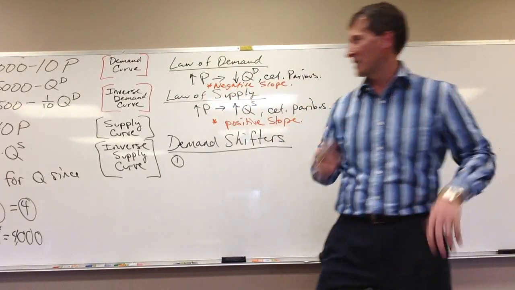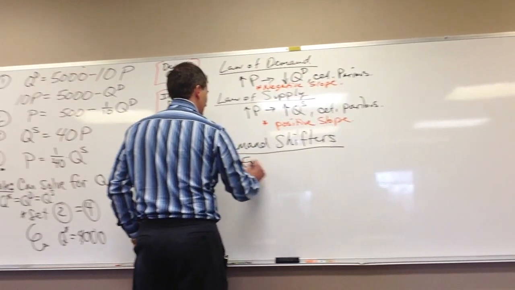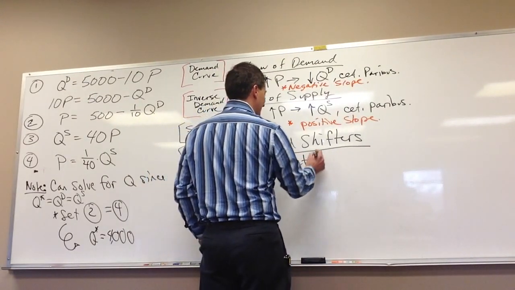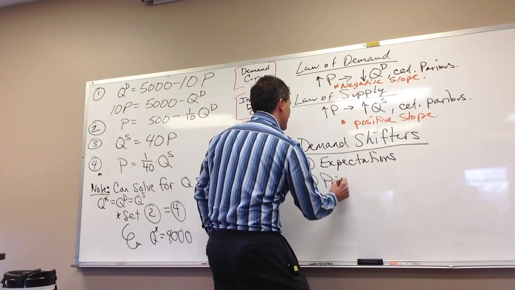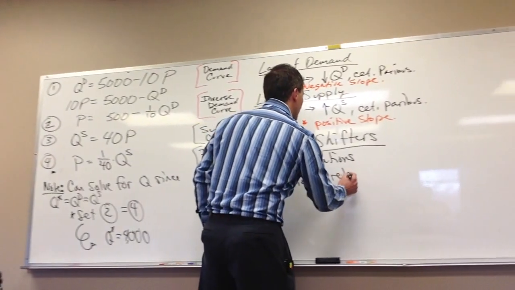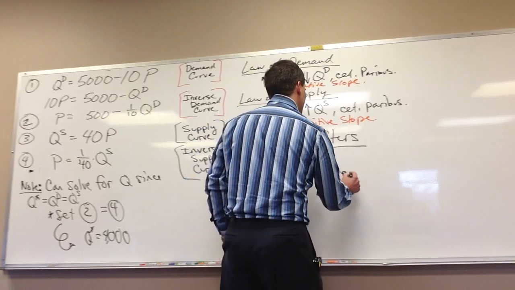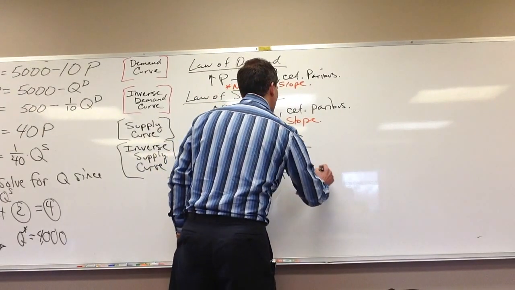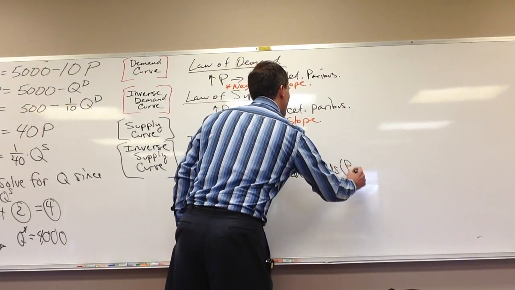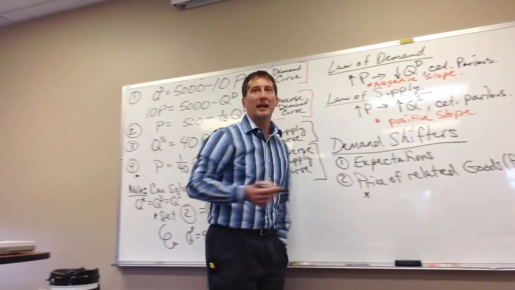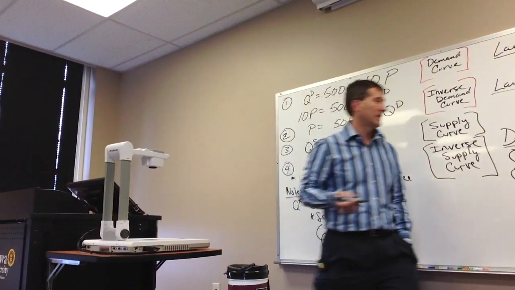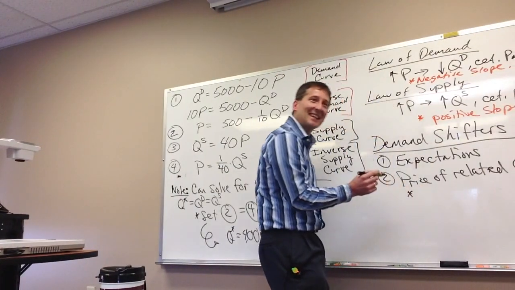Expectations is one. Price of related goods, good. Now we're starting to get going here. So expectations, price of related goods. Let me pause on related goods for a second. How are goods related? Complements and substitutes. Yeah, Rhiannon's got that one down.